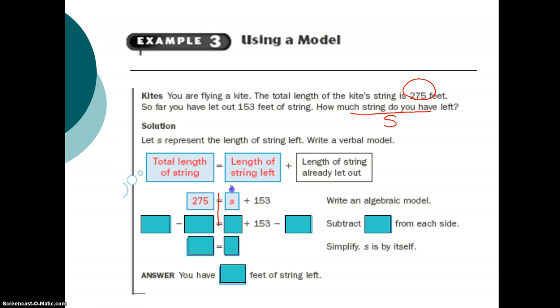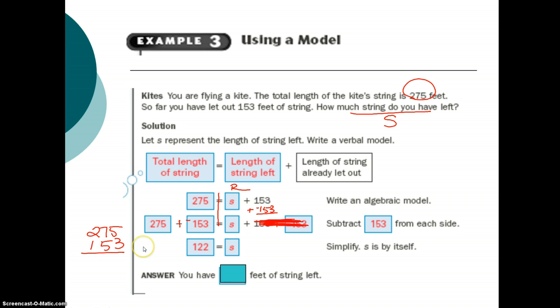The variable's on the right side, we want to move 153 by adding the opposite. They say subtraction. I say add the opposite to both sides. So we're adding a negative. Again, it was positive, so I'm adding a negative to both sides. That would mean that the right side will cancel out. You're left with just s. 275 plus negative, which means you're subtracting, would equal 122. So you have 122 feet of string left.